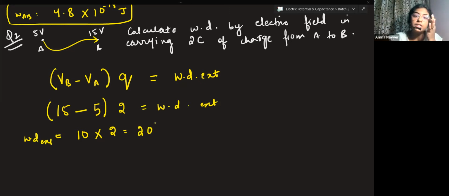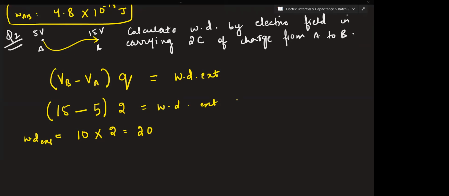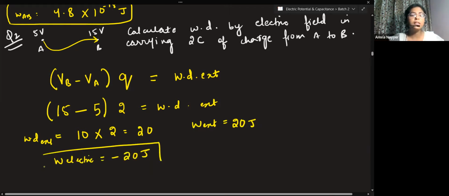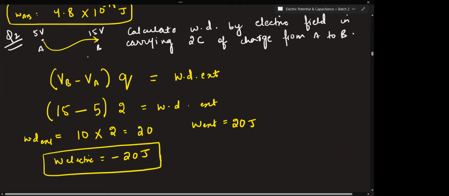Okay, Hamza, you tell me, what is the relationship between work done by external force and work done by electric field? Hamza. Yes, Hamza. Look into your notes. Just now you have written it down. I have made you write 2 points. There's a relationship between work done by external force and work done by electric field. Yes, Fatima. You have to make it negative. So this is the work done by external force, coming out to be 20 joules. Work done by the electric field will be minus 20 joules. Clear to all of you? Yes, ma'am. Okay. So note down the solution as well.